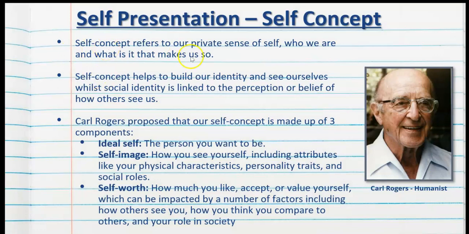So self-concept refers to our private sense of self, so who we are and what it is that makes us so. So self-concept helps to build our identity and see ourselves, whilst social identity is linked to the perception or belief of how others see us. Carl Rogers, who we mentioned in our first topic, Psychology of the Individual, proposed that our self-concept is made up of three components. Our ideal self is the person you want to be.